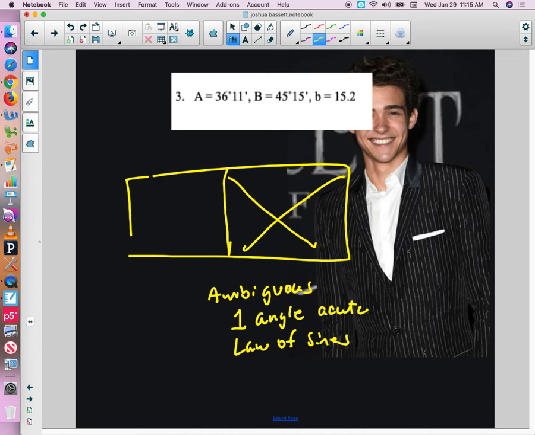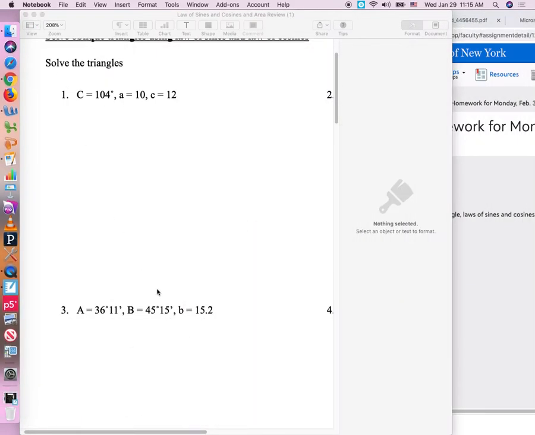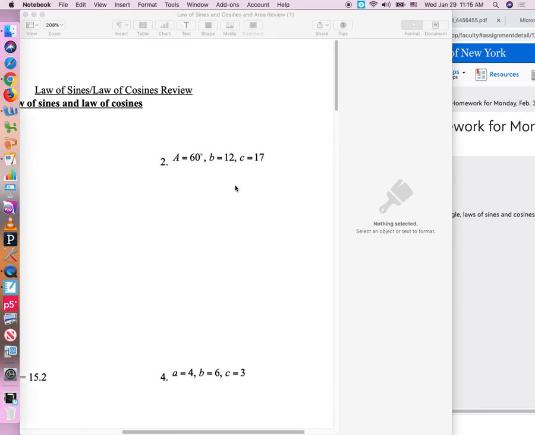So I think you have all the answers to these. If not, you can check with me. All right, let's go back to the sheet. All right, number 2 could have two triangles. So let's look at it. Number 2 could have two triangles, and we'll start this one.